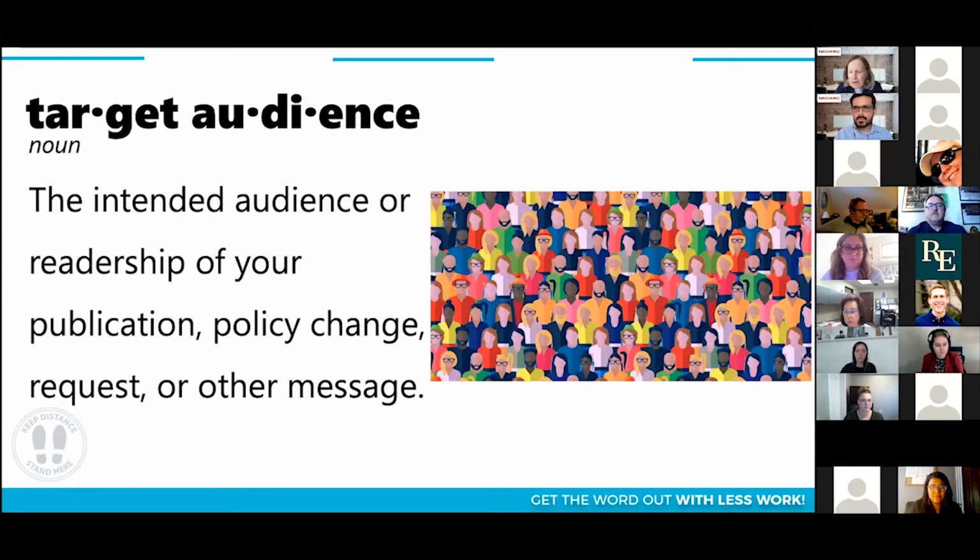So what is a target audience? Here's a simple definition we can use for the next 2 days. It's the intended group or audience or readership of your publication, policy change, your request, or other message. And when you think about it, we've all been targeting our audience for years.